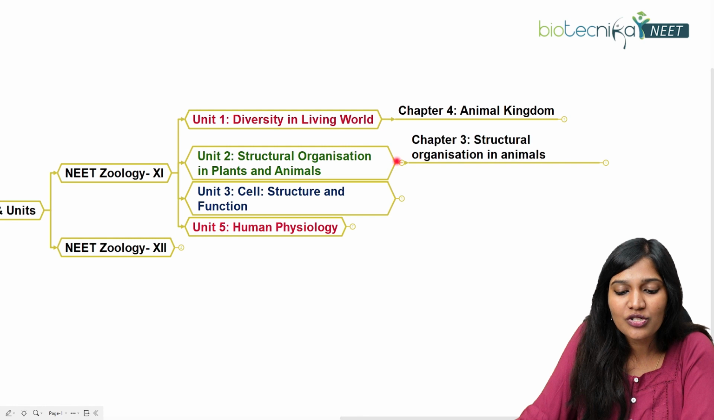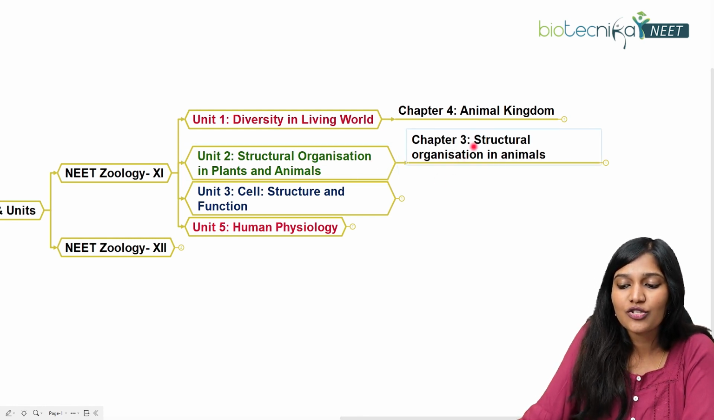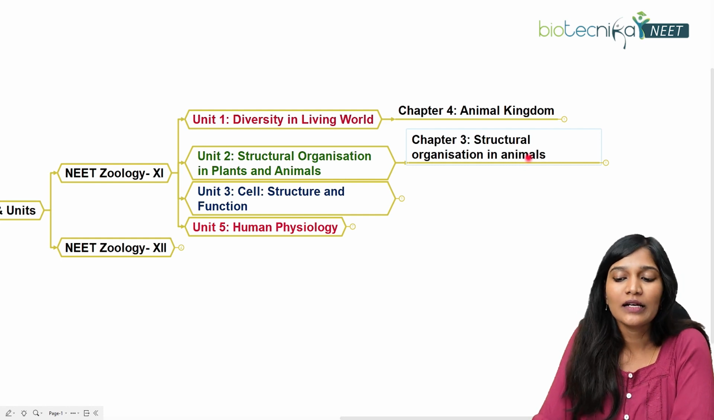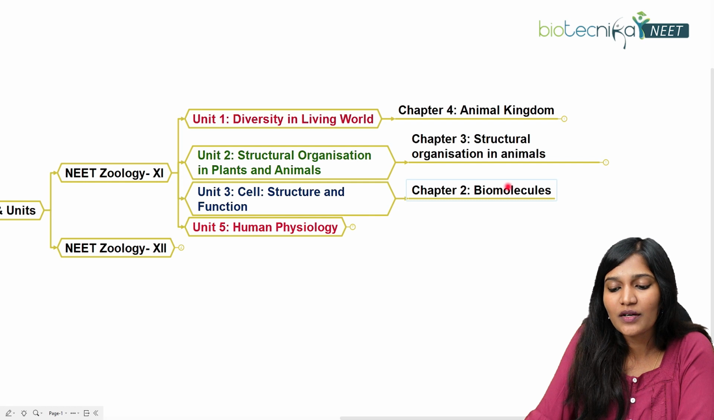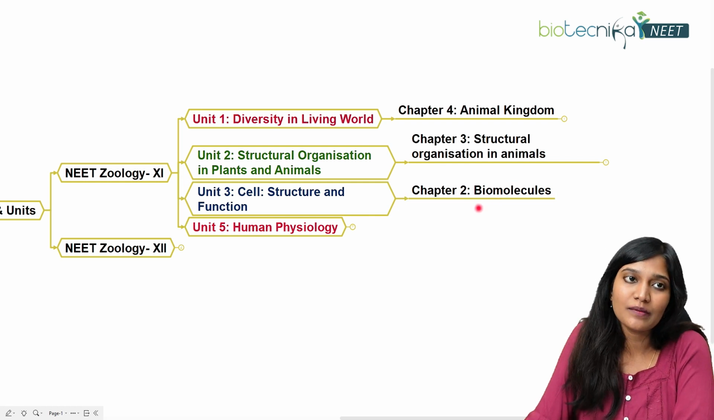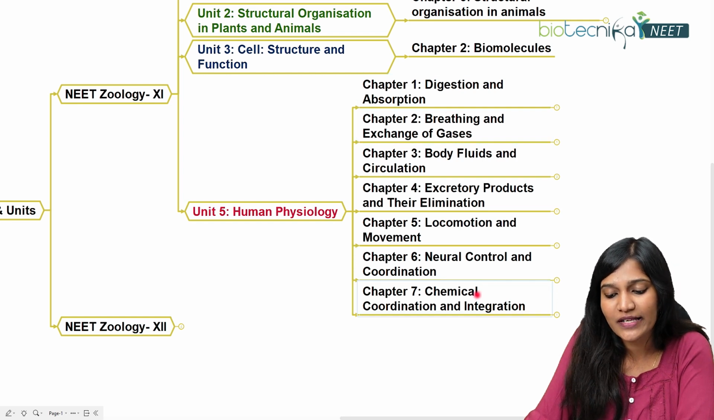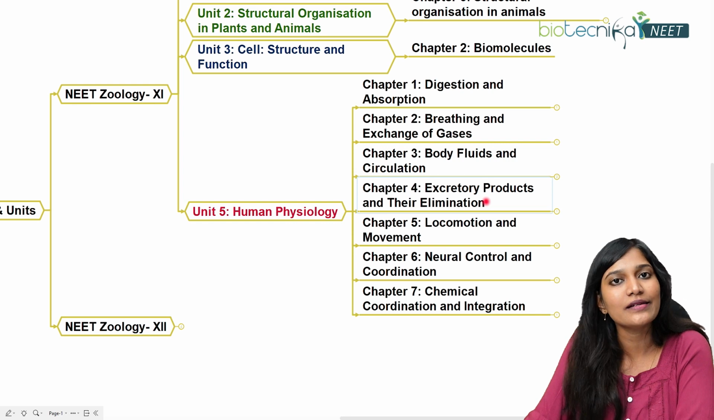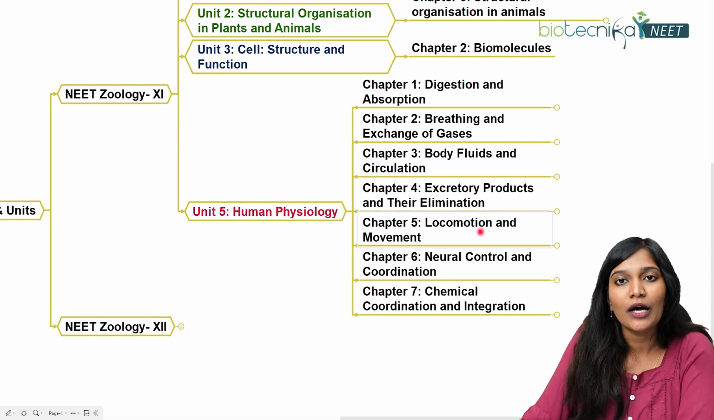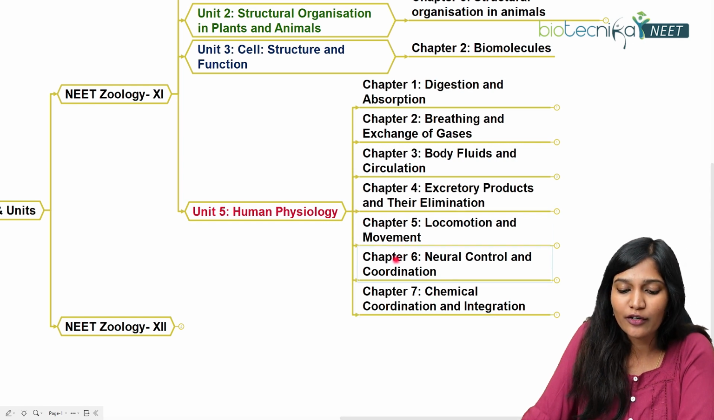In unit number 2, Structural Organization in Plants and Animals, chapter 3, Structural Organization in Animals comes under zoology. And in unit number 3, Cell Structure and Function, chapter 2, Biomolecules comes under zoology. And all the human physiology chapters, 1 to 7, like digestion, breathing, body fluids and circulation, excretory products and their elimination, locomotion and movement, neural control, chemical coordination, endocrinology. All these things come under zoology.